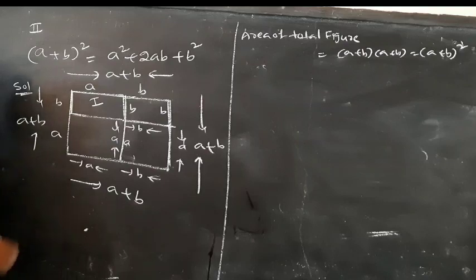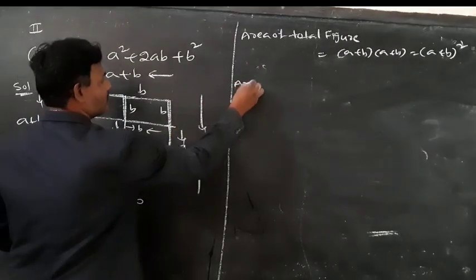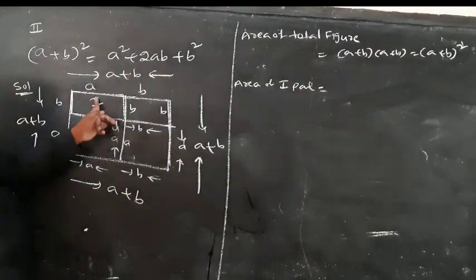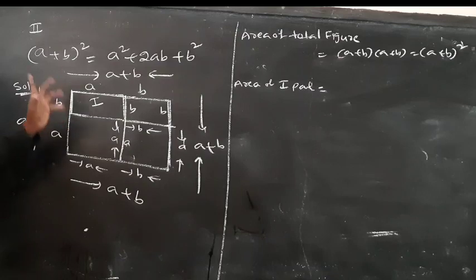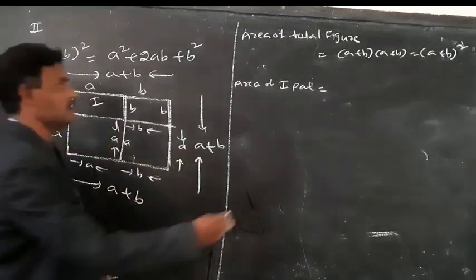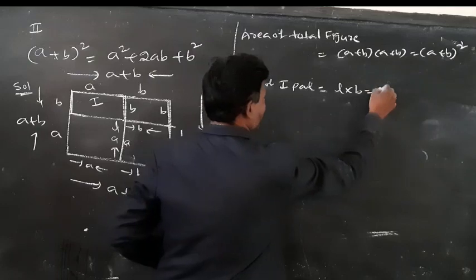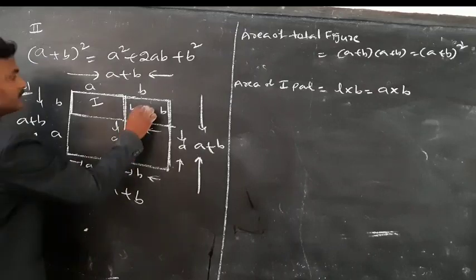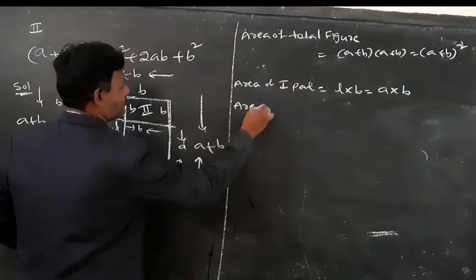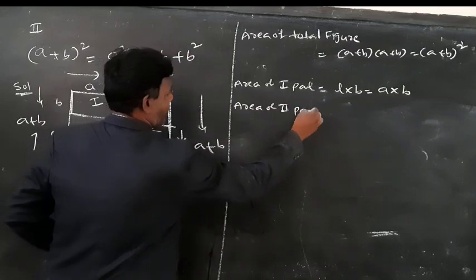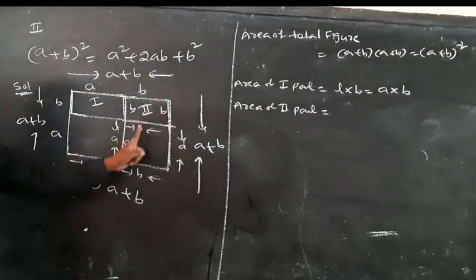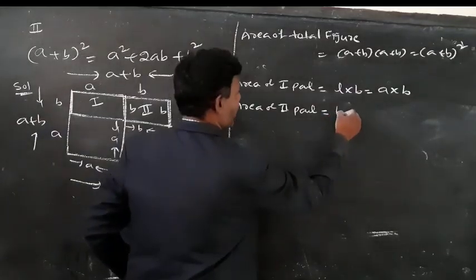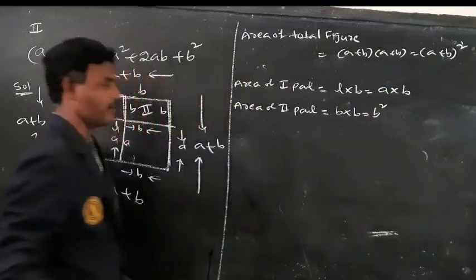Now I am moving to the first part. Area. First part is nothing but a rectangle. Length is A and breadth is B. What is the area of the rectangle? Length into breadth. So L into B is equal to A into B. Now I need the area of the second figure. Area of second part: this is a square with B units. What is the area of this square? Side into side. So it is B into B is equal to B square.